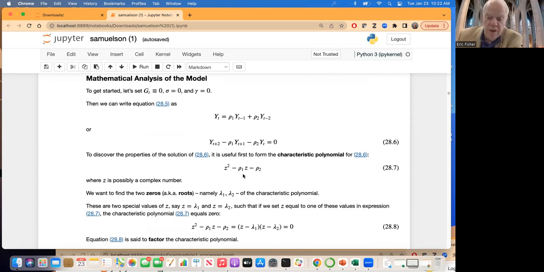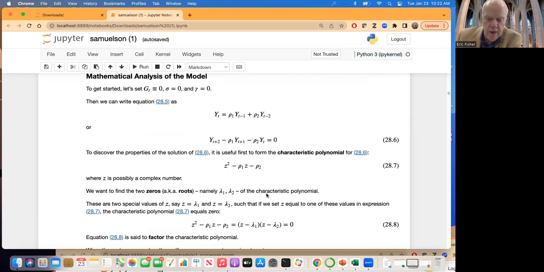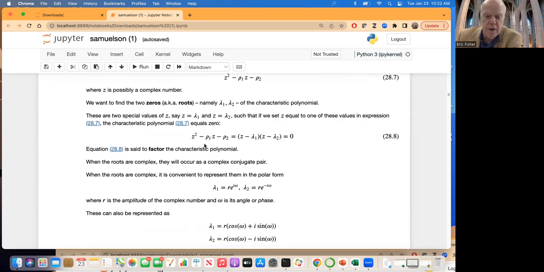Now, if I have z squared minus rho 1 z minus rho 2, the rho 1 and rho 2 are just some real numbers. I didn't give you what they were. What are the answers? Well, I'm going to write this in terms of the fundamental theorem of algebra, and I'm going to say this is equal to z minus lambda 1 times z minus lambda 2, where lambda 1 and lambda 2 are the 2 roots. But do I have any guarantee that lambda 1 and lambda 2 are real numbers? No, they can be complex numbers.